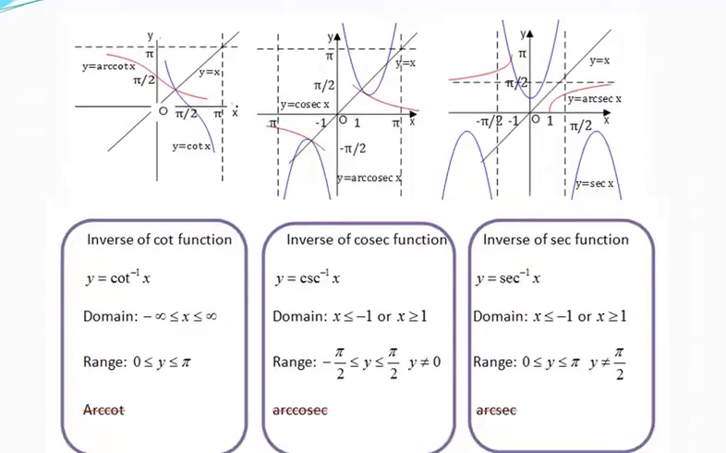Similarly for our cosecant function, and our secant function. So again, we restrict our domains and we show how our inverse functions move about our line y is equal to x here.